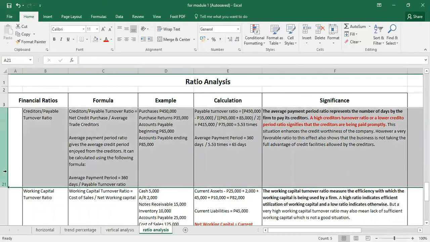So, tinitingnan usually ng mga creditors ng isang firm kung ikaw ba ay creditworthy para sa utang, kung papautangan ka ba nila. Kasi, mini-measure ng creditors or payable turnover ratio kung gaano kakabilis nagbabayad ng mga payables mo. Yun lang naman siya.